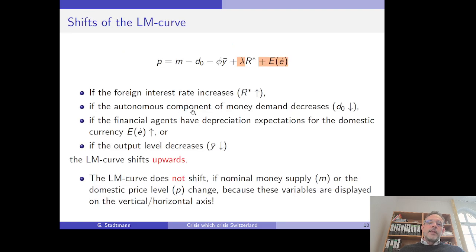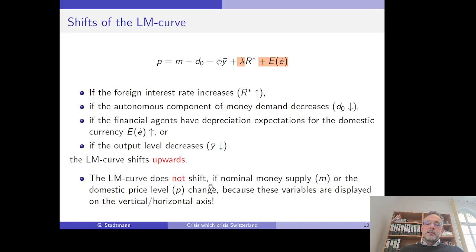Then if the autonomous component of money demand decreases, then the LM curve also shifts upwards. We have a negative sign in front of D0. If the financial agents have depreciation expectations for the domestic currency, so if the expected change in the exchange rate increases, there is a positive sign here, then P has to increase, and the LM curve shifts upwards. Or if the domestic output level would decrease, then also the LM curve shifts upwards.